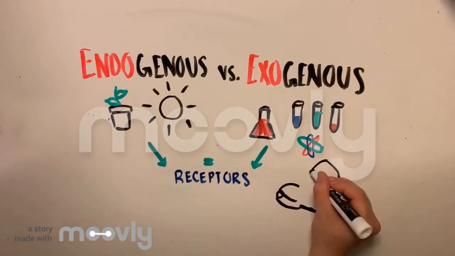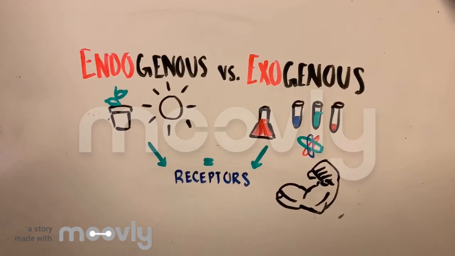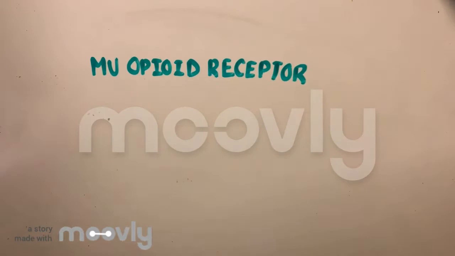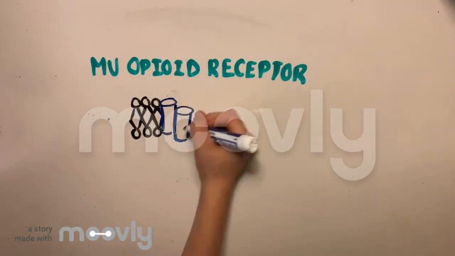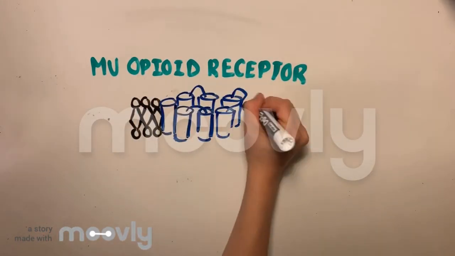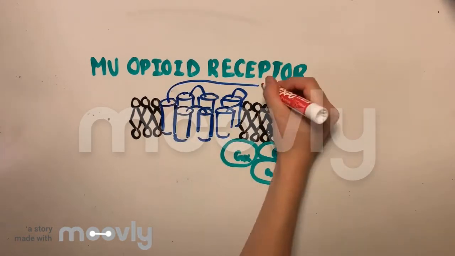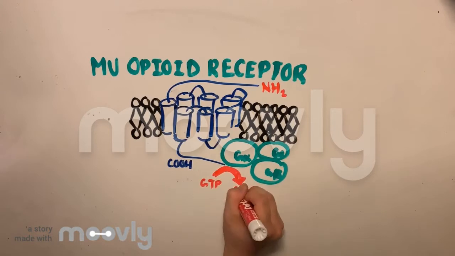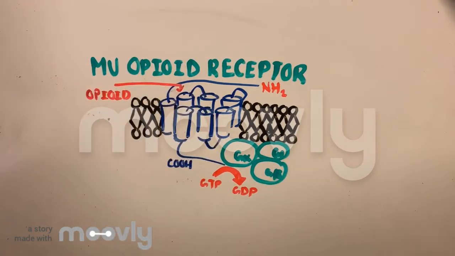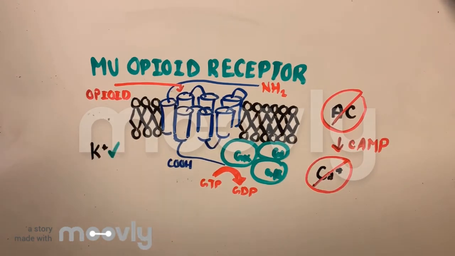The opioid receptor activity inhibits AC, reducing cyclic AMP production. It also inhibits calcium channels, but opens potassium channels when the phosphorylation cascade is initiated by the G protein in GPCR signaling. This is a diagram of a mu opioid receptor. This drawing shows that when an opioid binds to the receptor site, it inhibits AC and calcium channels, but potassium channels are open because of it.